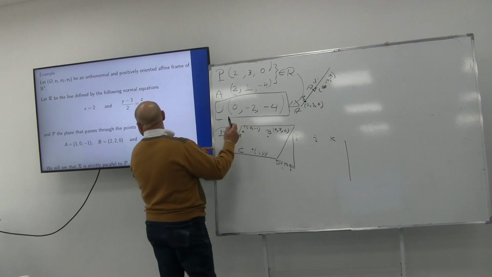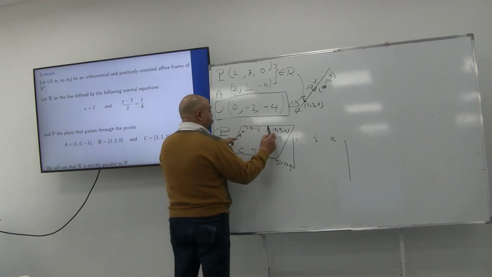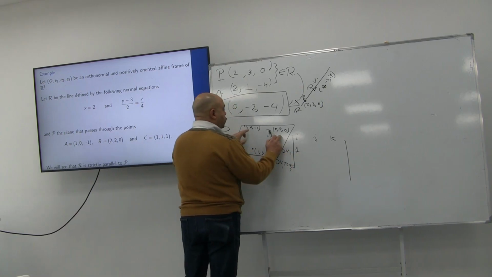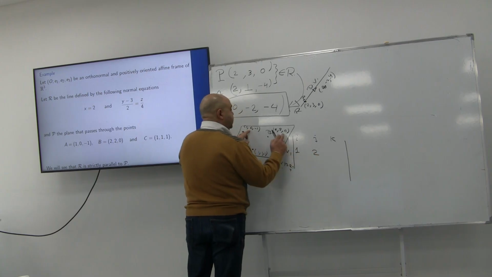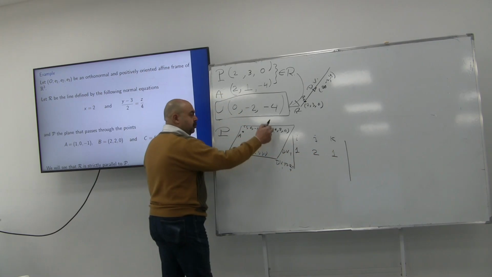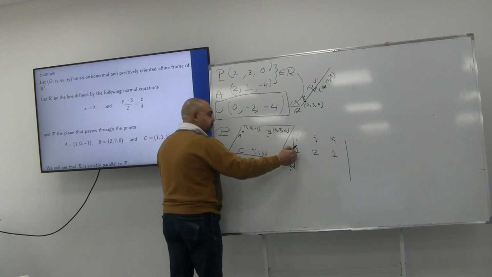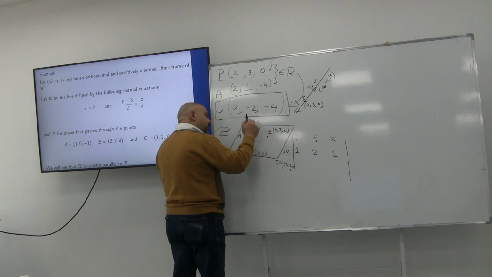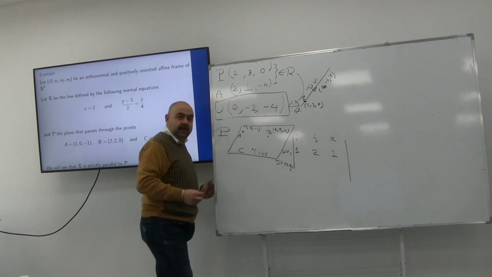Then I will start. 2 minus 1, it's going to be 1. This is for the direction vector number 1. 2 minus 0, which is 2. 0 minus negative 1, so it's going to be positive 1. So once more, 2 minus 1 is going to be 1, 2 minus 0 is going to be 2, 0 minus negative 1 is going to be positive 1.